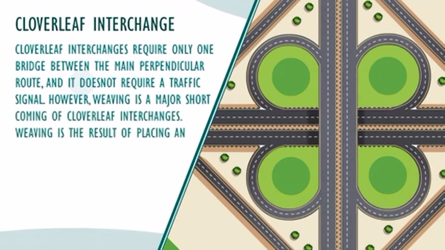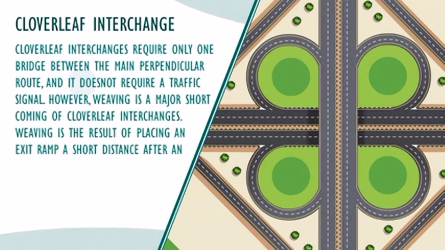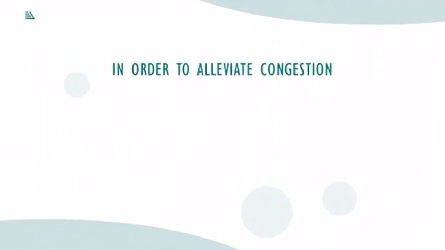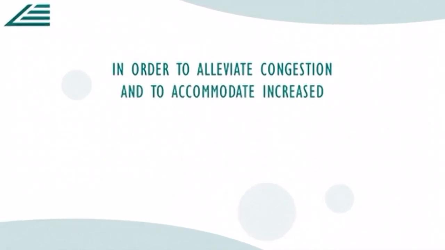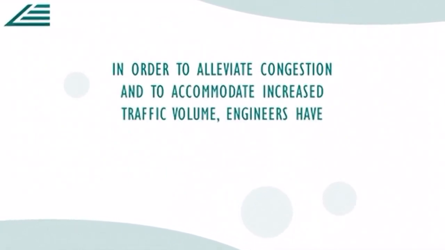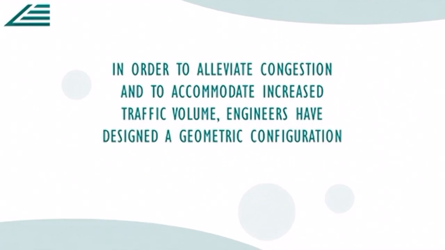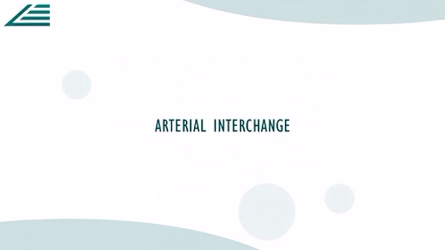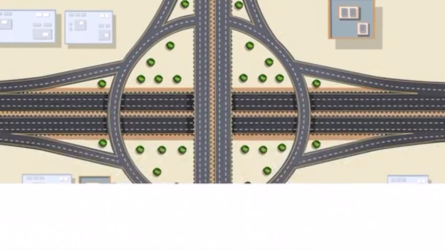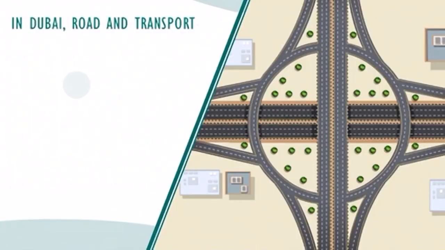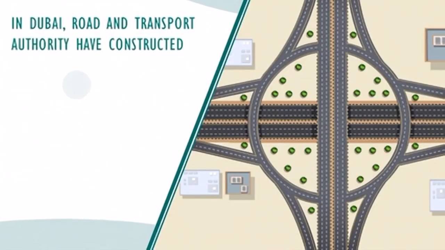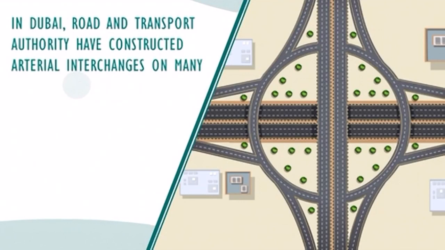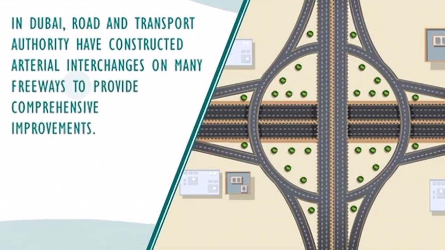Weaving is the result of placing an exit ramp a short distance after an entry ramp, causing conflicting traffic movement. In order to alleviate congestion and to accommodate increased traffic volume, engineers have designed a geometric intersection configuration known as an arterial interchange. Arterial interchange is a new development along major freeway corridors. In Dubai, the Road and Transport Authority has constructed arterial interchanges on many freeways to provide comprehensive improvements.